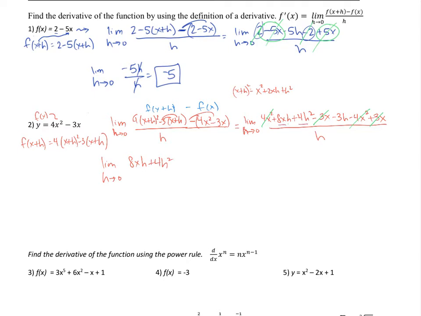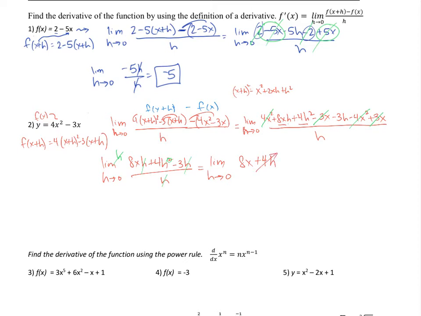So this was left over, minus the 3h, all over h. Well, I could take an h out of the top of everything and reduce it out with the bottom. So this h goes with one of these, and one of those, because I can take it out and it just reduces. Think of it that way. So this ends up being the limit as h goes to 0 of 8x plus 4h. And now take the limit.